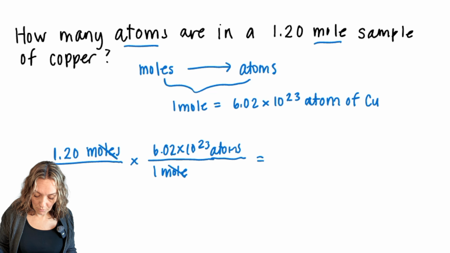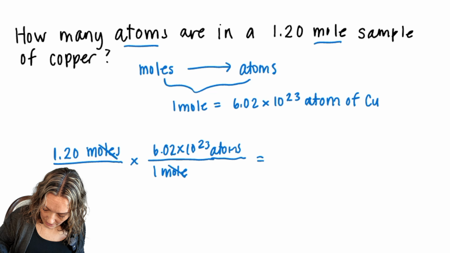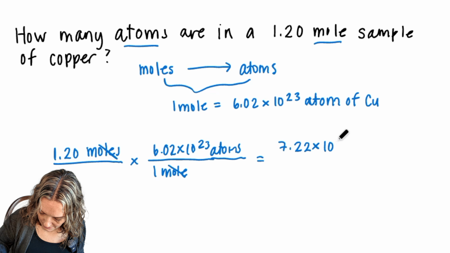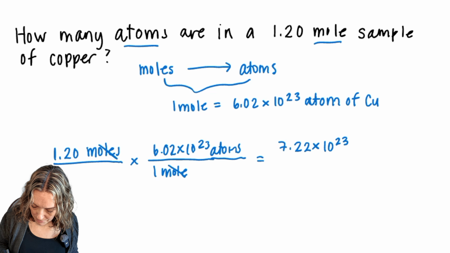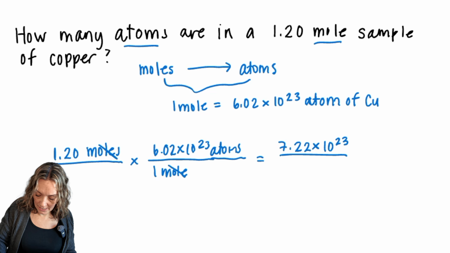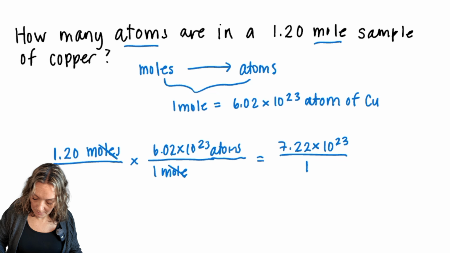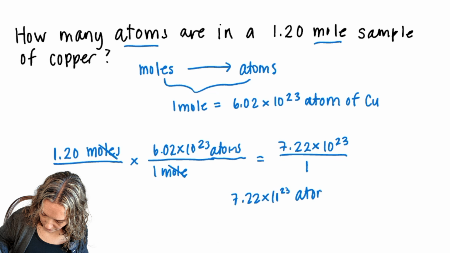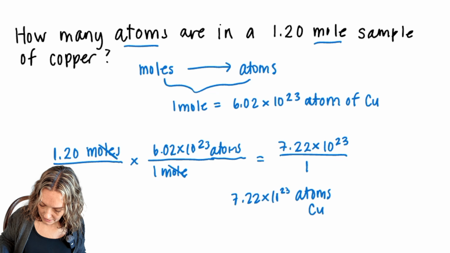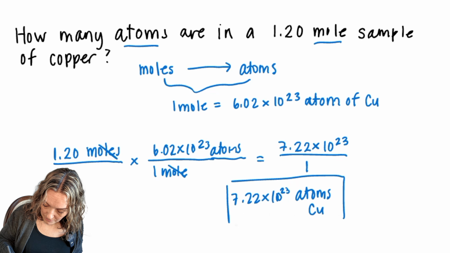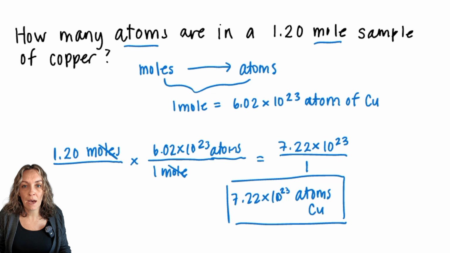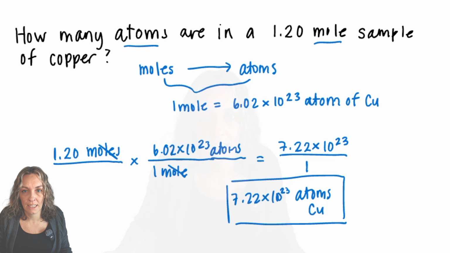So now I'm ready to multiply. I'm going to multiply everything on the top together, and when I do that, I get 7.22 times 10 to the 23rd. I'm going to multiply everything on the bottom together, and when I do that, I get 1. Divide my top by my bottom, and that is going to give me 7.22 times 10 to the 23rd. The only unit left is atoms, and specifically atoms of copper. This number of atoms of copper and this number of moles are exactly the same amount of copper. It's just 2 different ways of expressing it.